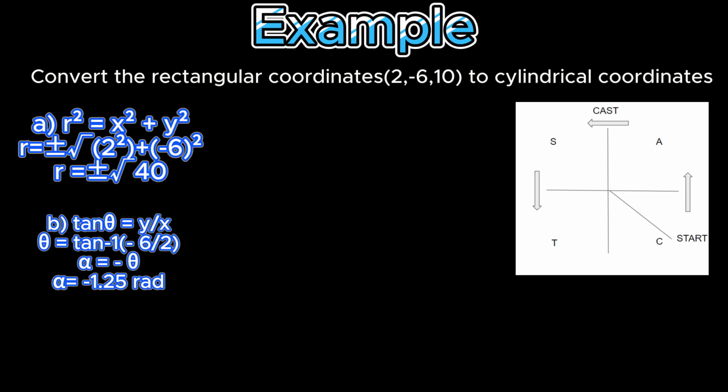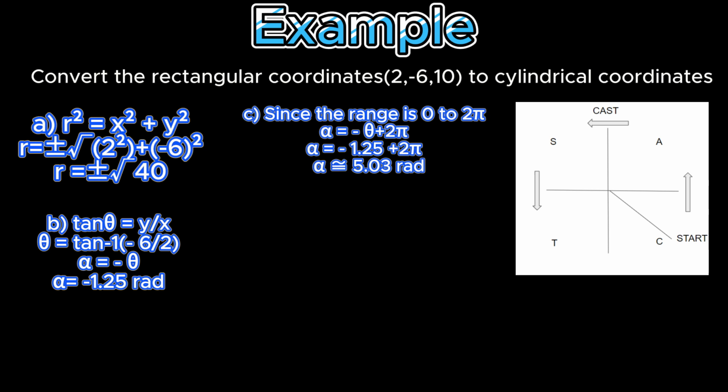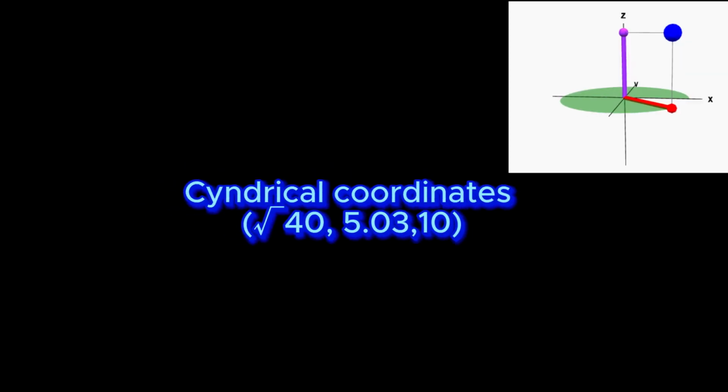Our theta has to be between 0 and 2 pi, so theta equals -1.25 plus 2 pi, which approximately gives us 5.03 radians. The z coordinates in both Cartesian and cylindrical coordinates are the same, so z equals 10. Therefore, the point with Cartesian coordinates 2, -6, 10 has cylindrical coordinates approximately equal to square root of 40, 5.03, and 10.